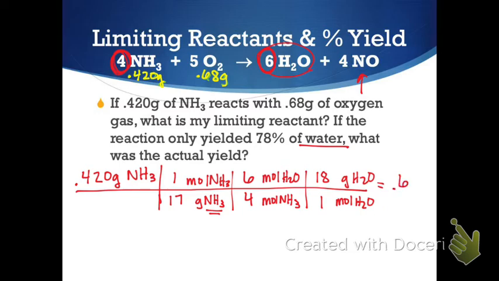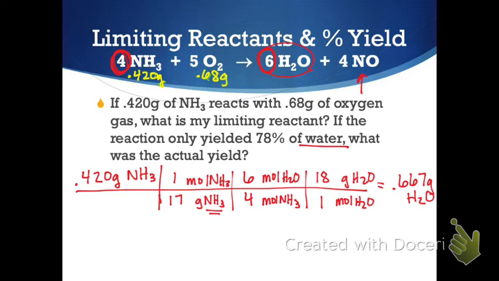I got about 0.667 grams of water as my possible yield. 0.667 grams. Okay, let's see if that answer seems reasonable. Something I can look at is that my molar masses are extremely similar. And so that means basically I'm going to end up with 6/4 the amount of NH3 that I started with because my molar masses are similar. So I think that answer seems really reasonable.